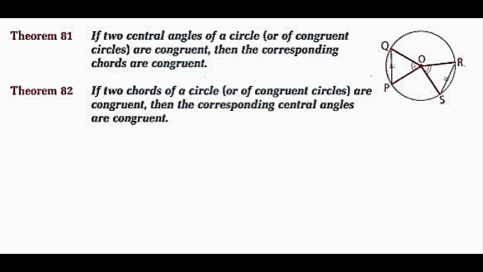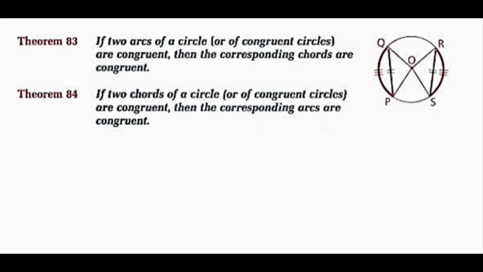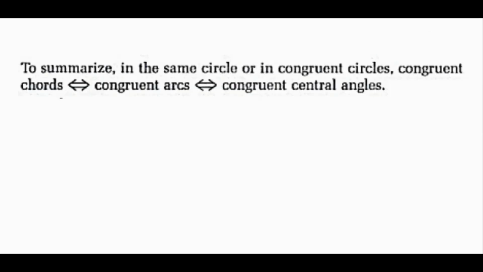And the converse, if two chords of a circle or of congruent circles are congruent, then their corresponding central angles are congruent. And lastly, theorem 83 and 84, if two arcs of a circle or of congruent circles are congruent, then the corresponding chords are congruent. And the converse, if two chords of a circle or of congruent circles are congruent, then the corresponding arcs are congruent.